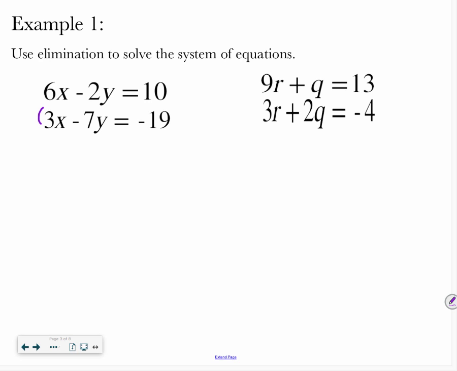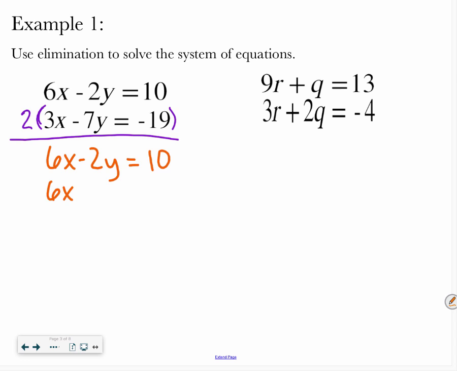One way to do that is if I want to turn this 3x into a 6x, all I have to do is multiply it by 2, right? But I can't just multiply my 3x by 2. I have to multiply everything by 2. So what this ends up looking like is our 6x minus 2y equals 10 is going to stay just as it is. But then we're going to distribute that 2. So 2 times 3x is 6x. 2 times the negative 7y becomes negative 14y. And negative 19 times 2 becomes negative 38.